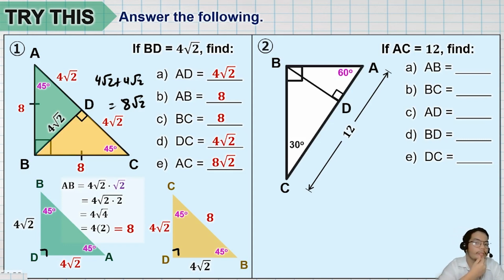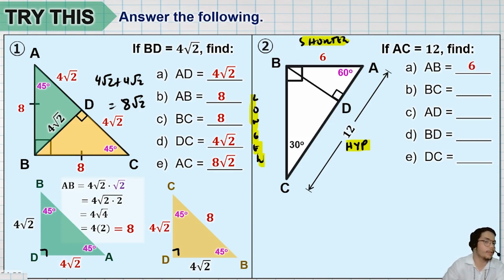Now, since this is a 30-60-90 triangle and 12 here is considered our hypotenuse, that means this one is the shorter leg, and this one is the longer one. So what is the measure of the shorter side or shorter leg? Your hypotenuse is 12. For the shorter leg, you just divide it by 2, right? So divide 12 by 2, and AB is 6. Line segment AB, or BA, is going to be equal to 6.